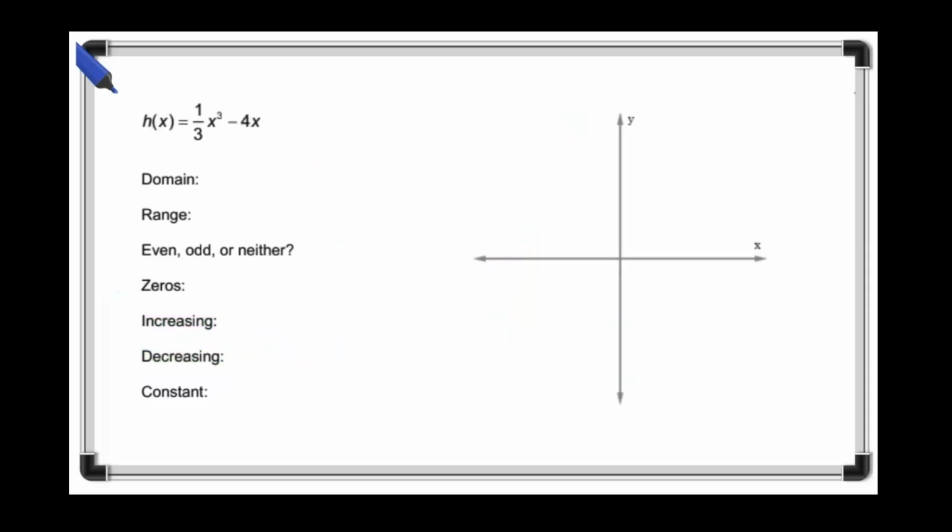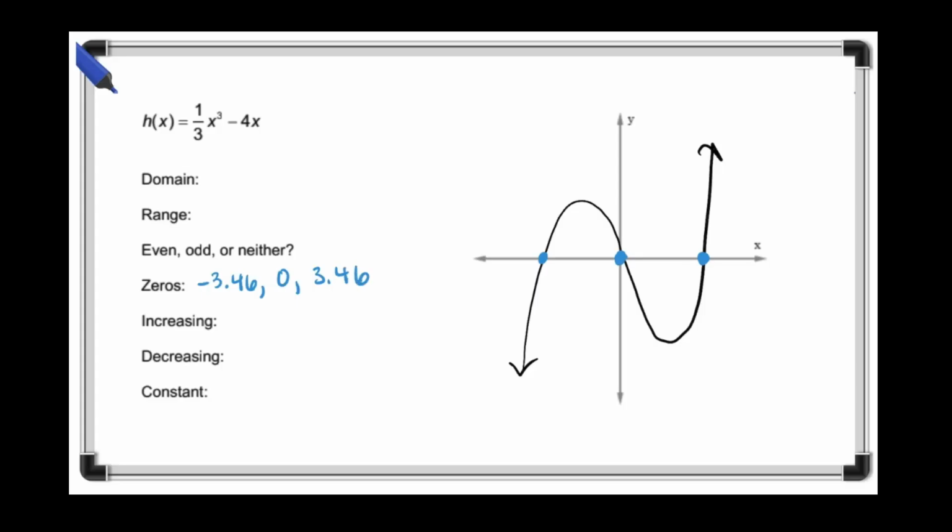All right, let's look at one more. Again, we're just going to give you a sketch of what the graph will look like. Remember, it's just a sketch, so it may not be 100% accurate. Again, we have some zeros here, here, and here. Our first zero is at -3.46. We have another one at 0, and one at +3.46.